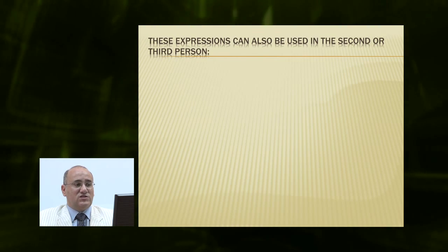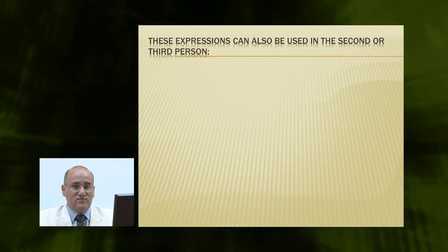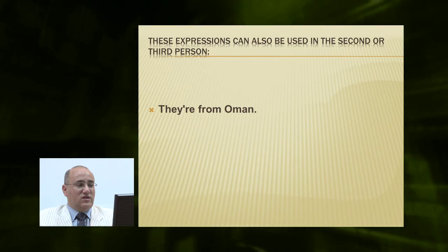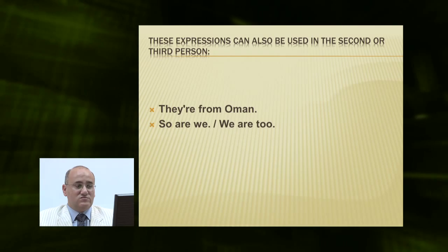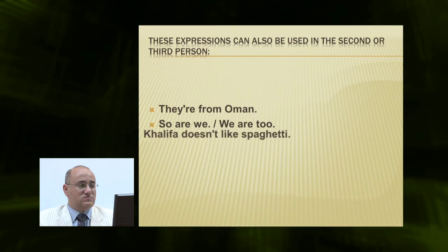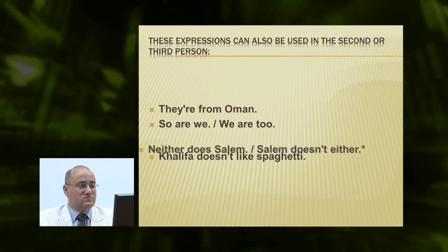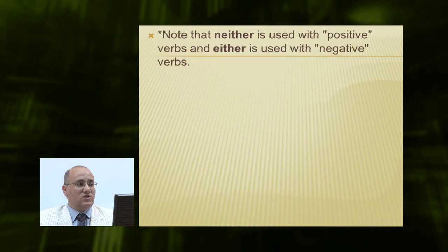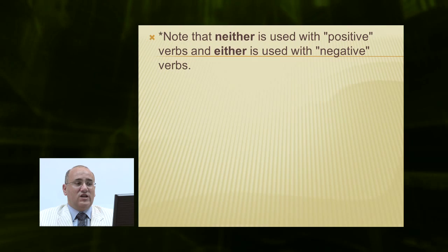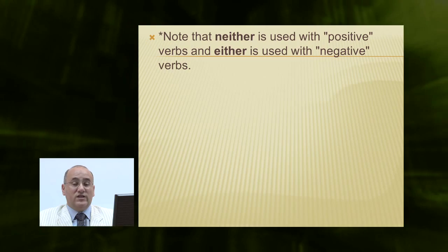Now, these expressions can also be used in the second or third person. They are from Oman. So we are. We are too. Khalifa doesn't like spaghetti. Neither does Salim. Salim doesn't either. Note that neither is used with positive verbs and either is used with the negative ones.